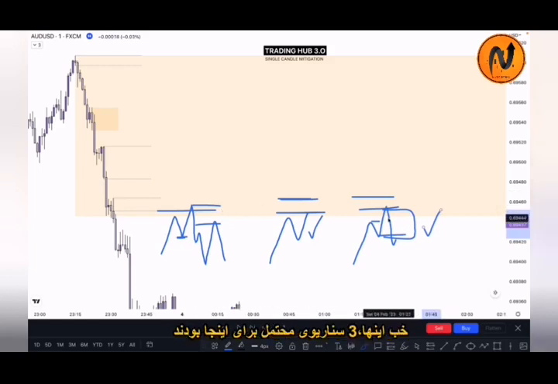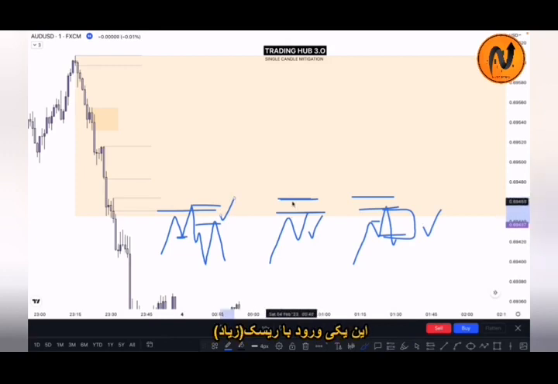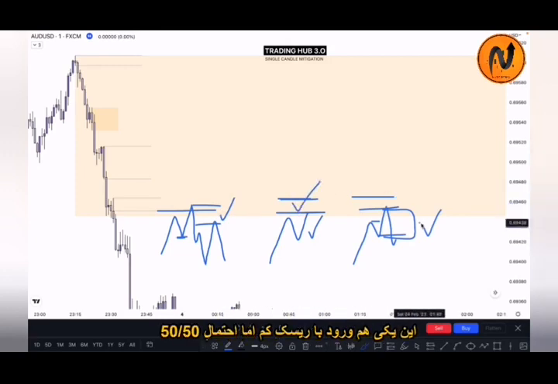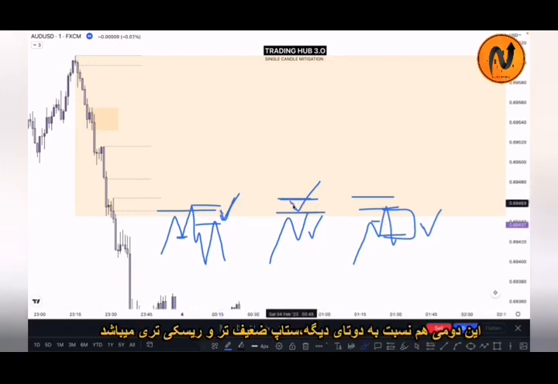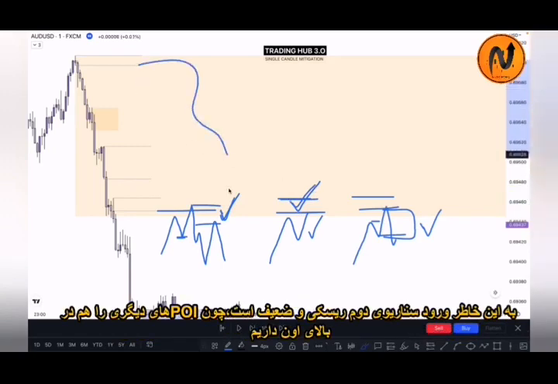So these are three types of entry possible here, and this one is called a reduced risk entry, and this one is called a risk entry, and this one is also reduced risk, but with 50% probability, because this one is a complete reduced risk entry. This one is much higher probability compared to this one, and this one is our low probability entry here for this sell, correct? Because we have multiple POI.